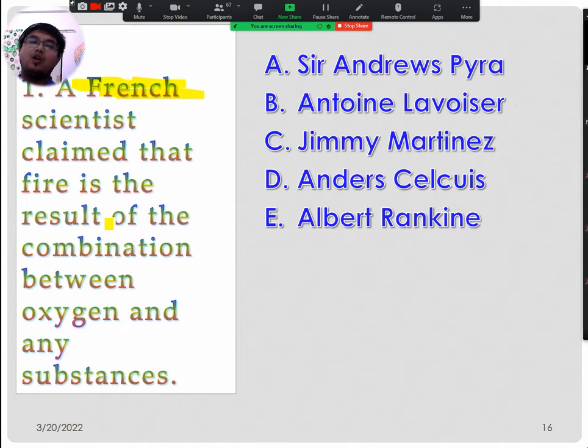So the answer here, gentlemen and ladies, is letter B, bravo. So Albert Rankin is the person who invented the measurement of heat, or the measurement of the temperature scales. It's just the same as under Celsius, in degrees Celsius ang kanya. Jimmy Martinez is your speaker today. So it's not me who told the combination of oxygen and combustible matter is fire. Si Anton po yan. All right.